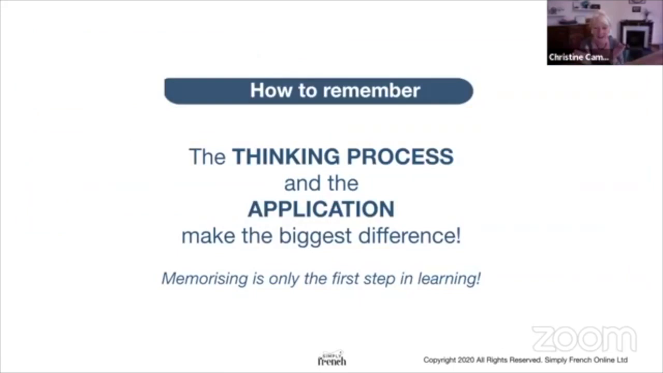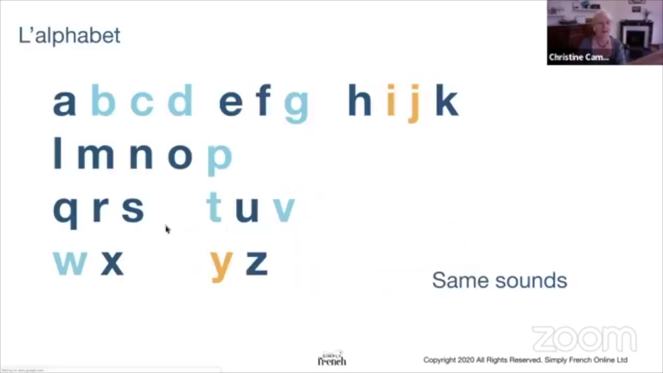Well, the thinking process and the application make the biggest difference. So memorizing is only the first step in learning. There are many steps, and the more steps you take, the easier it will come. It's the thinking and the application and even getting creative that makes a massive difference. And then, of course, evaluating your learning to see if it's effective and adventurous. So without further ado, we will just say the alphabet, but we'll look into it in more detail soon after.